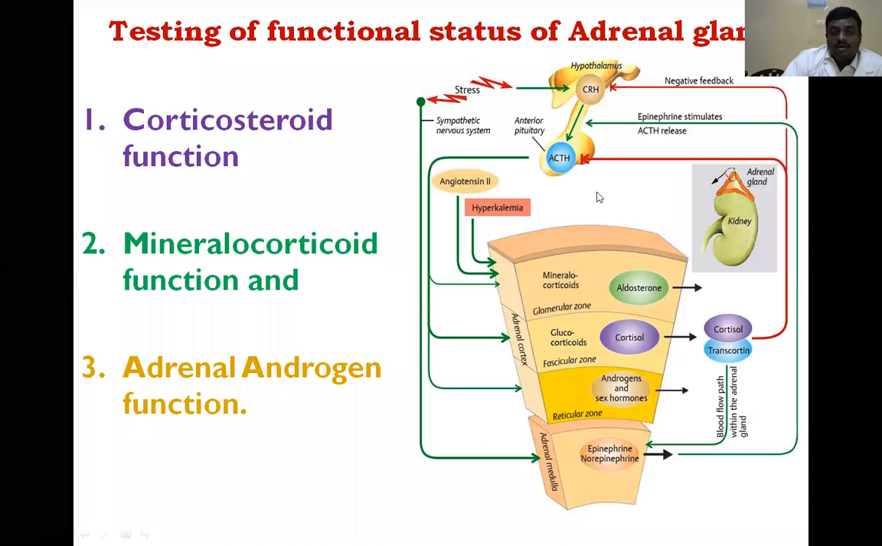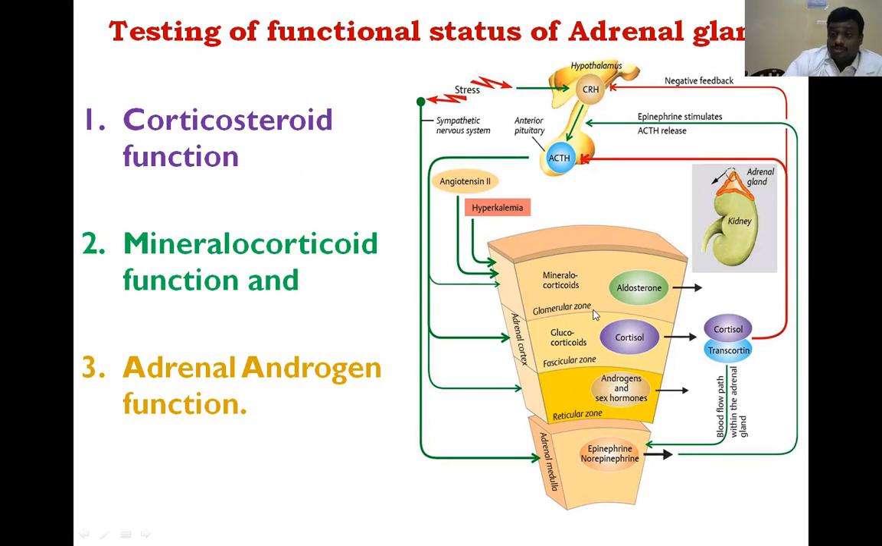Next one is testing the functional status of the adrenal gland itself, that is, whether there is a problem in the zones: glomerular zone, fascicular zone, reticular zone. For this, there are 3 tests. One is corticosteroid function, second is aldosterone function, mineralocorticoid function, and the third one is adrenal androgen function. These are the 3 functions of the adrenal gland.